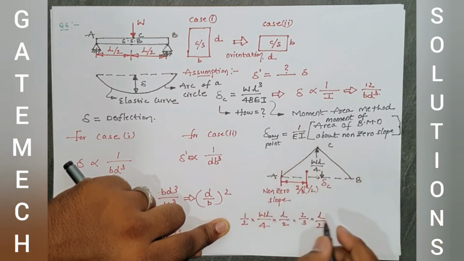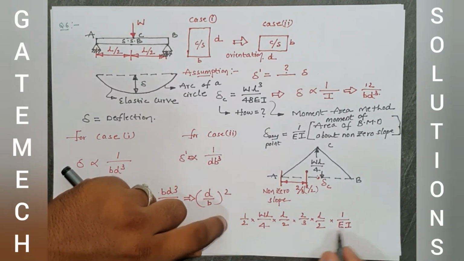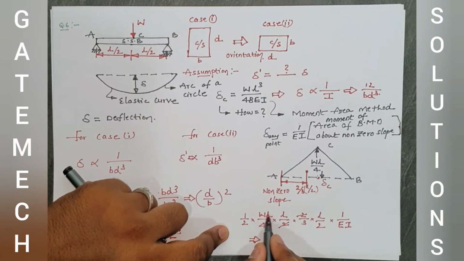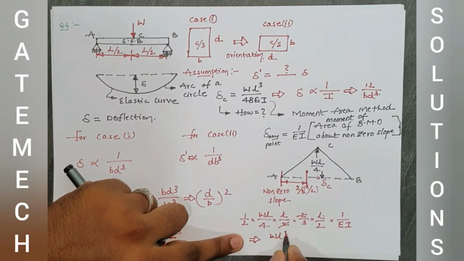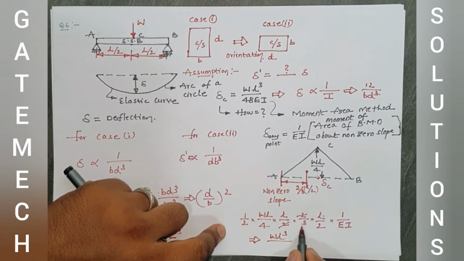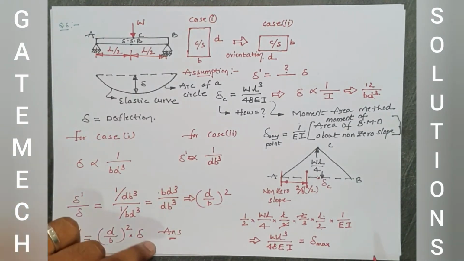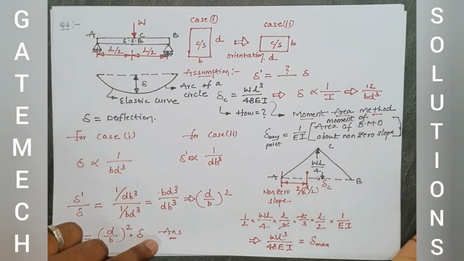So 1 by EI times of this value. If you simplify this equation, the 2 gets cancelled out. WL cube divided by 2 times 4, 8 times 3, 8 times 2, 16 times 3, 48 times EI. So this is the maximum deflection formula. This is how we are going to prove it. So the method we applied is the moment area method.